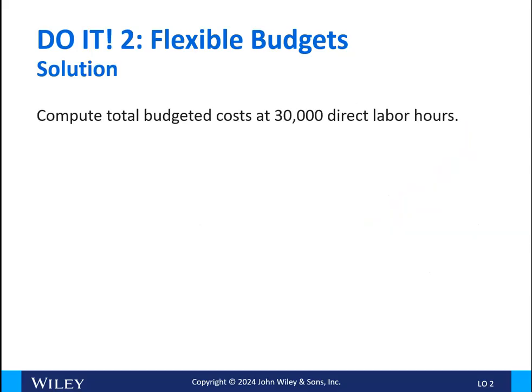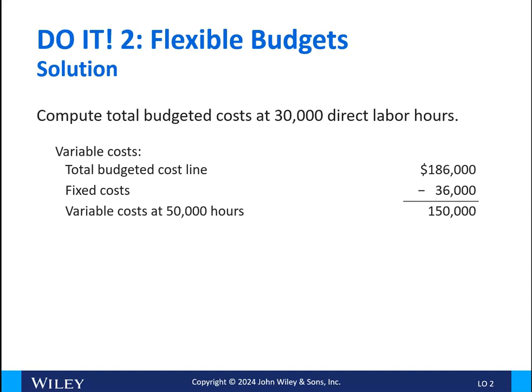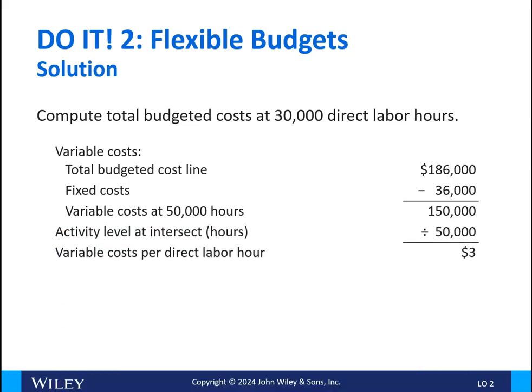First, we're going to figure out what our variable costs are. At 50,000 hours, we had total costs of 186,000. Our fixed costs were 36,000. That was that straight line going across. That's where the intersect was, 36,000. So that's our fixed costs, and our variable costs were 150,000. Then we can figure out our variable cost per direct labor hour by dividing our $150,000 variable cost by our activity level, 50,000 hours, which gives $3 per direct labor hour.